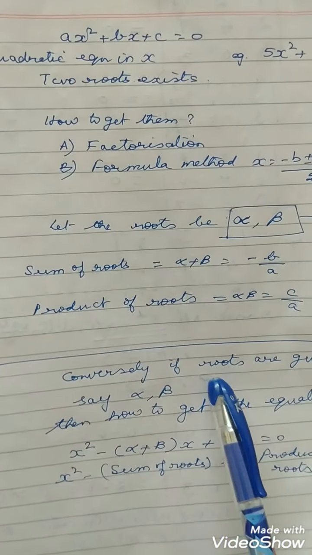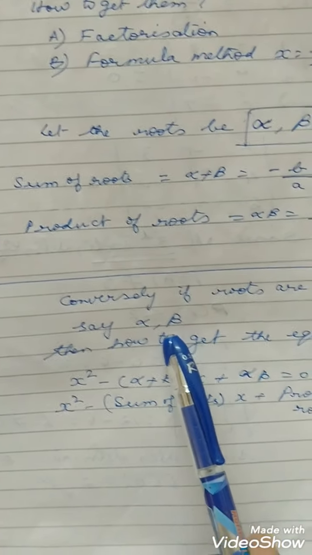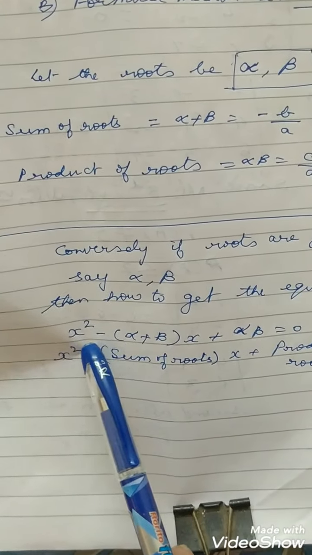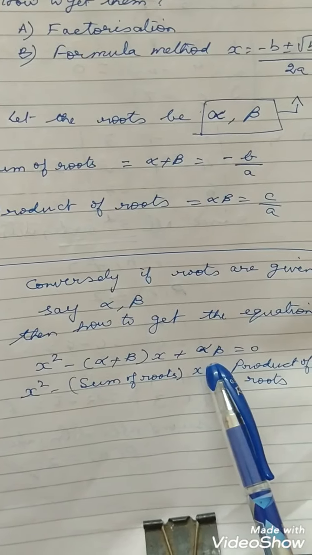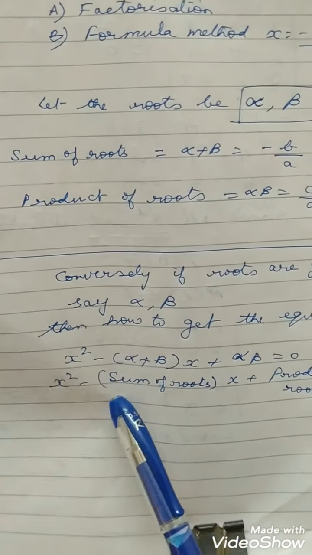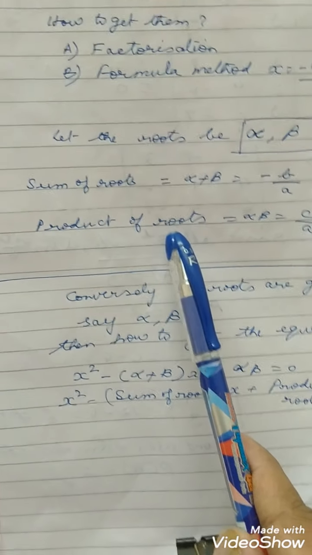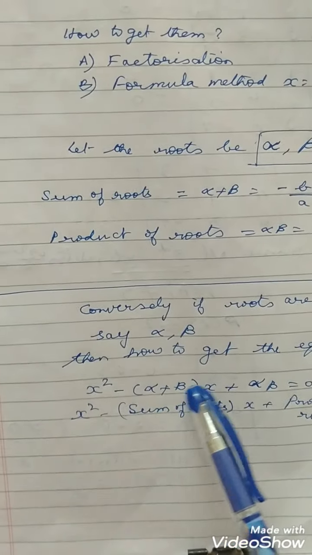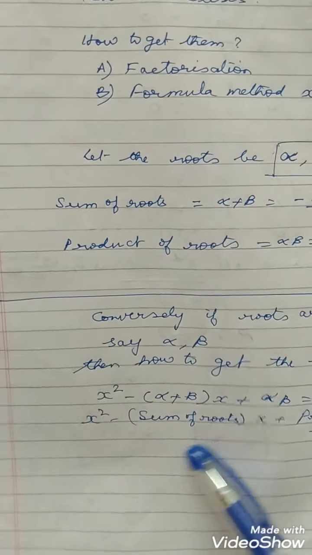So how do you find out the equation when the roots are given? Let's say the roots are alpha and beta, and how to get the equation. X squared minus sum of the roots into x plus the product of the roots is equal to 0. Now I suppose you'll understand why we try to find out the sum and the product. So x squared minus sum of the roots into x plus the product of the roots is equal to 0 will give you the equation.